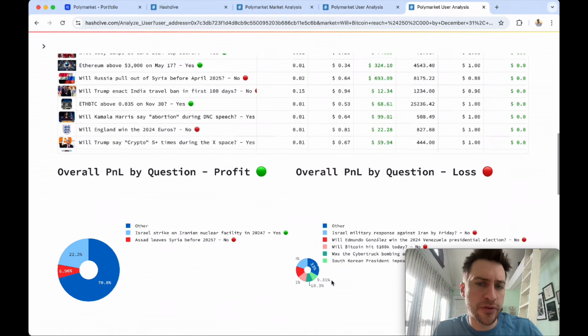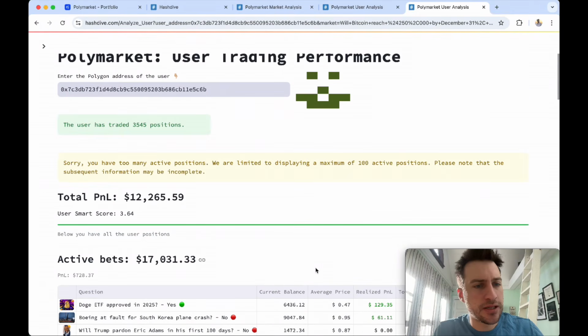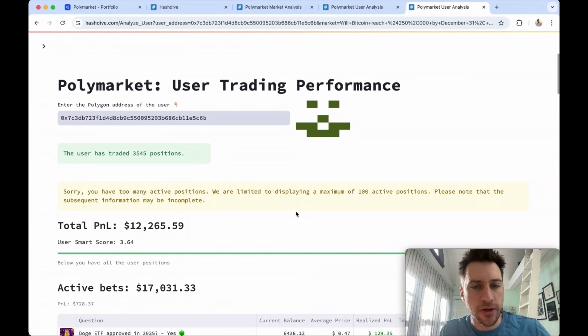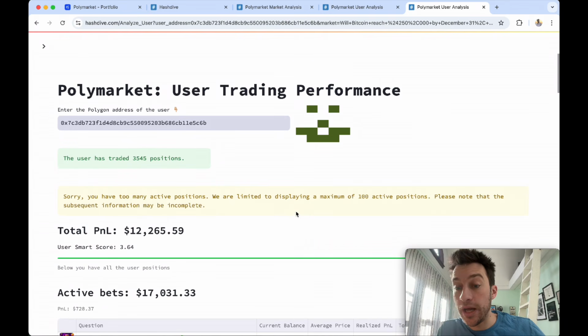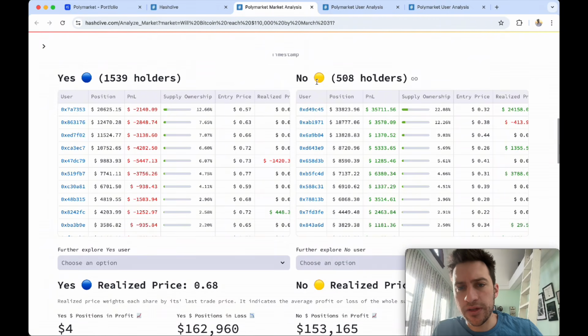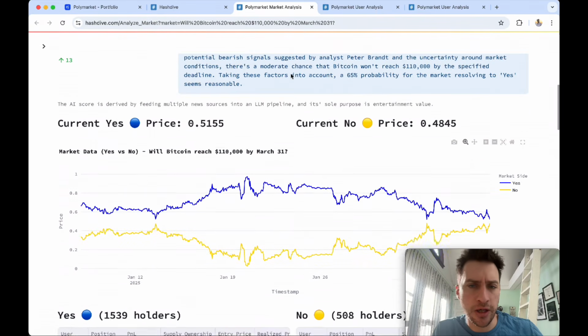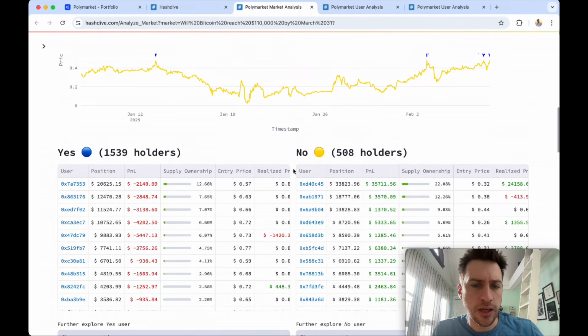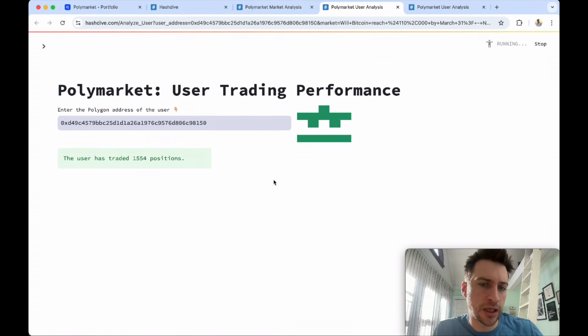So it's pretty helpful to investigate a single user, as you can see here, and look at their user smart score just to see if you want to copy them or not. Now let's go back to that other user that we talked about before. That was this guy, the guy that's holding a $34,000 position in no here, as you can see. I want to see how he's doing, and it's still accumulating information for him. As you can see, it's running.